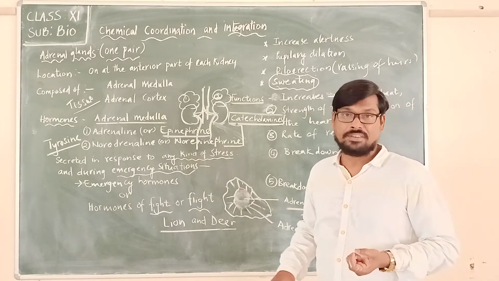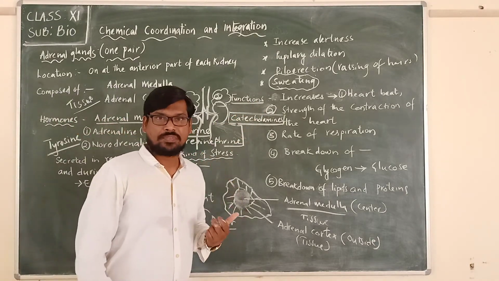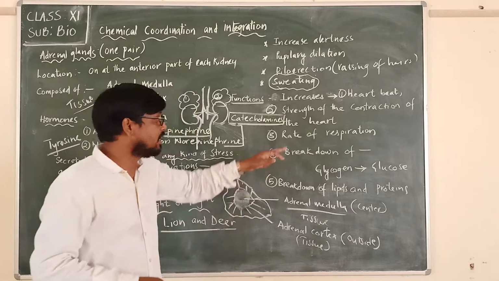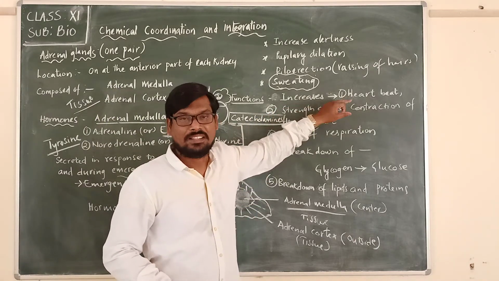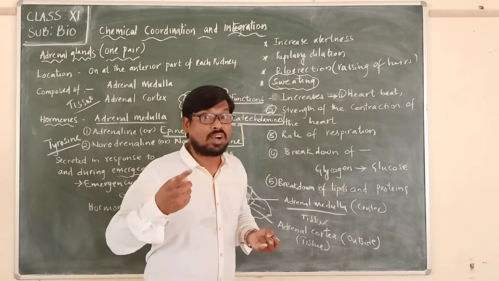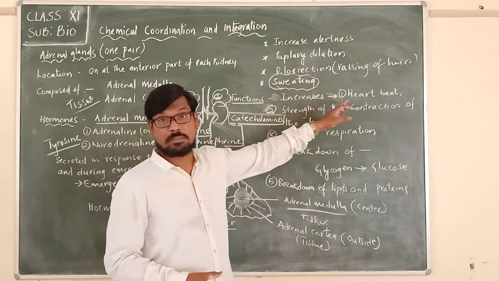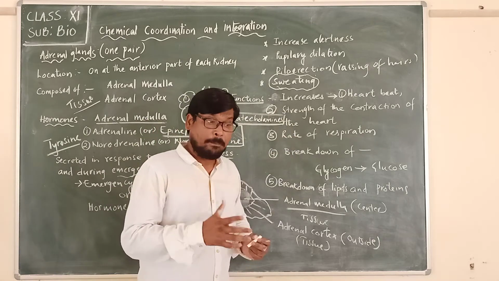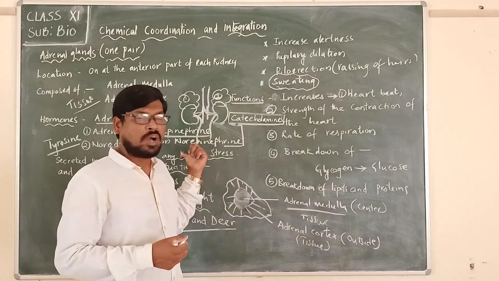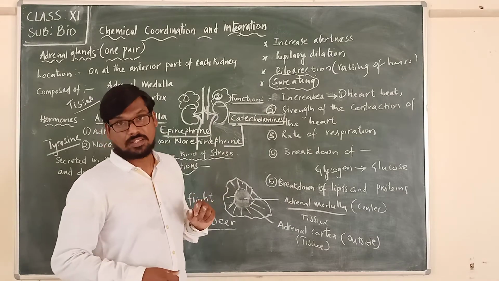Now the next question is, what are the major functions of these hormones? When the lion is chasing the deer or the deer is running away from the lion, in both cases there is an increase in heartbeat. Remember, adrenaline and noradrenaline will increase the heartbeat. We also came across this in the previous chapter, circulation. Increasing the heartbeat means increasing the contraction and relaxation. These two hormones will strengthen the contraction of the heart. That is another very essential thing we have to keep in mind.